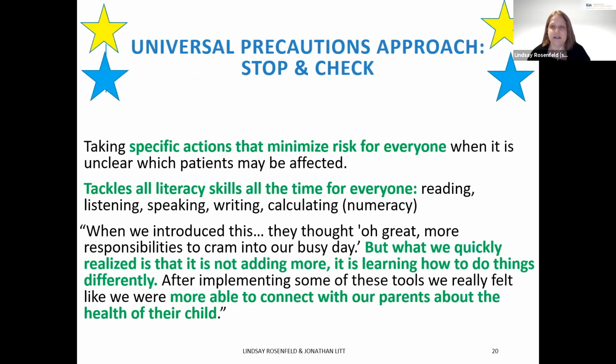And so we really looked at this multi-level assessment as a way to do what we've been told for years, which is this universal precautions approach. Which is to say that we're taking specific actions at many different levels to minimize risk for everyone. And that everyone prefers this interaction with risk minimized and with more plain language. And we're thinking about all these different literacy skills simultaneously. And we certainly have evidence from folks, and here's an example quote: quickly we realize it's not adding more, it's learning how to do things differently. And this is a framework for approaching everything that we do.